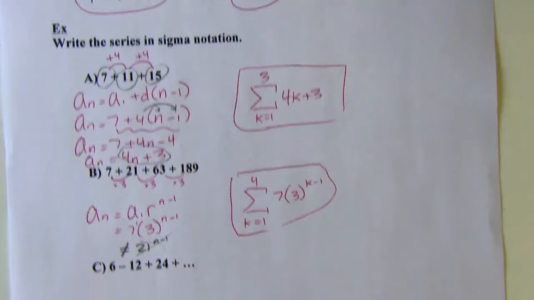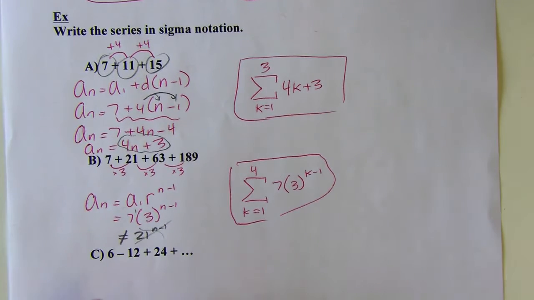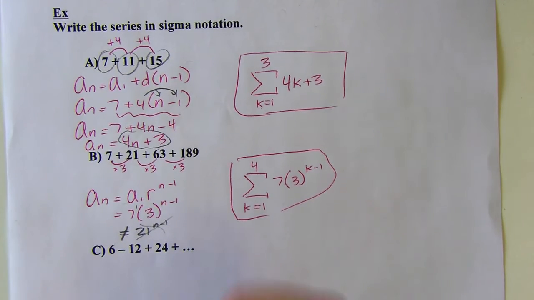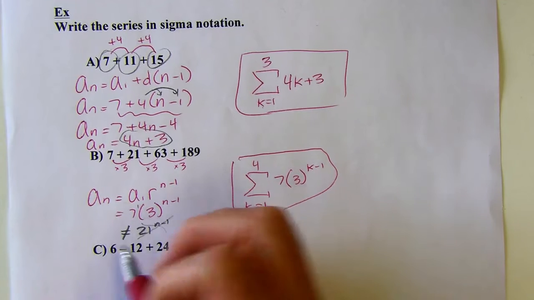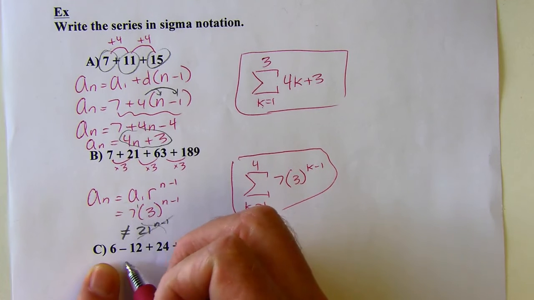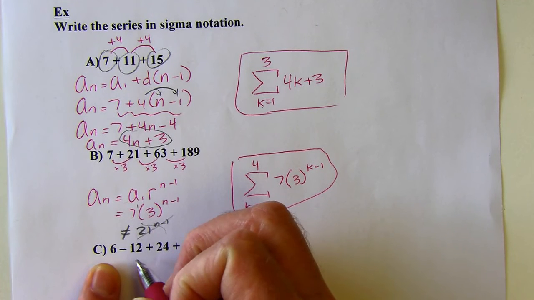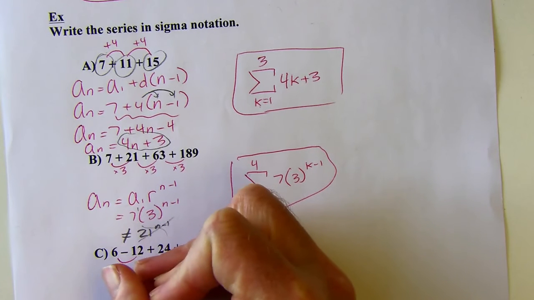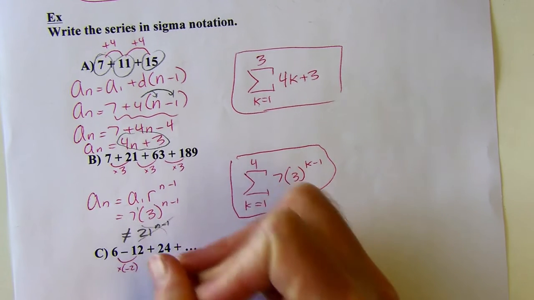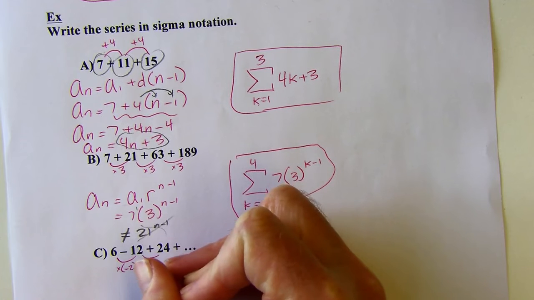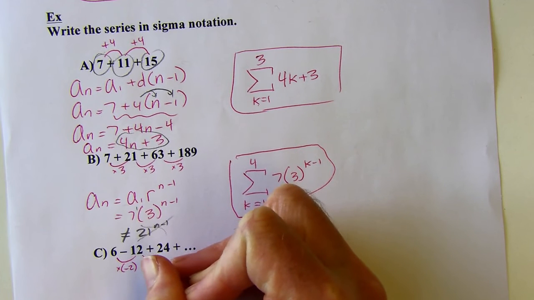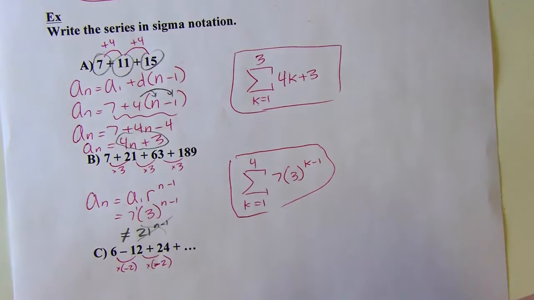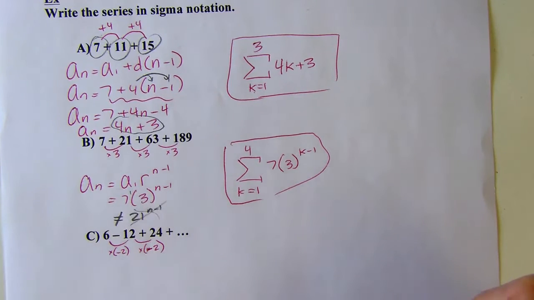Okay, a couple more to try. Hey, the terms are changing signs here, but let's see. If I multiplied by negative 2 and then did that again, that would get me from term to term. So this is going to be geometric again. My ratio is negative 2.